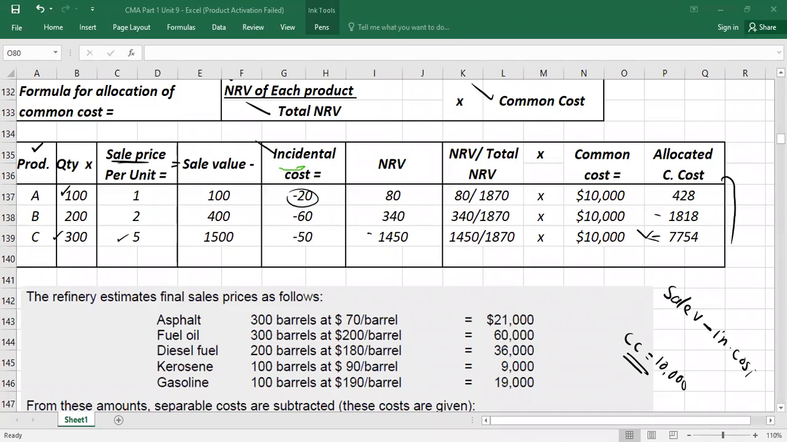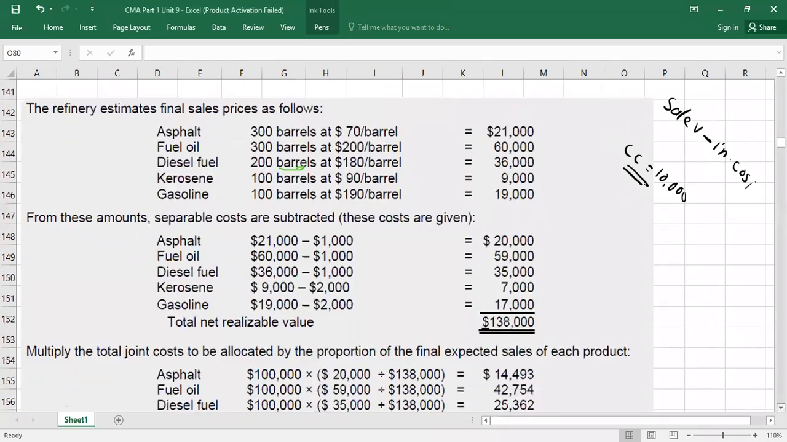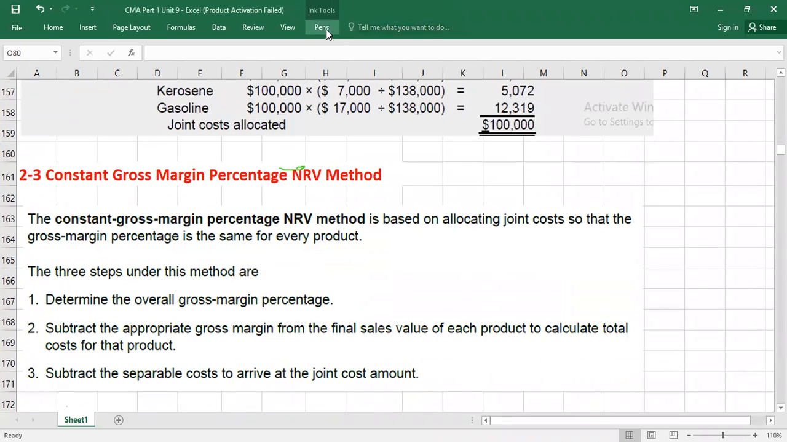Now, guys, we are going to talk about the last approach for cost allocation. This approach, you will feel it is a little bit tough, but it's not tough. Once you read theory, it is tough. But once you do the questions, it will be easy. So the third approach, that is called what? Constant gross margin percentage NRV method.